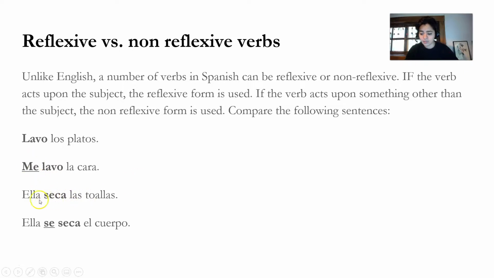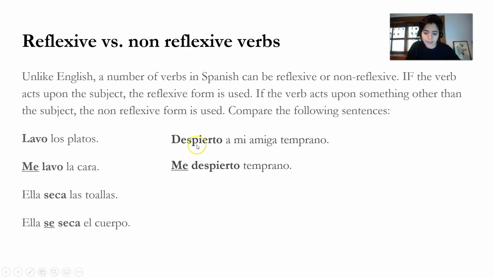Ella seca las toallas. Ella, she dries the towels. Ella se seca el cuerpo. She dries her body. So as you can see, in the first one, ella seca las toallas, she is performing the action and the towels is receiving the action. But in ella se seca el cuerpo, she's performing the action to herself. So it's a reflexive use of the verb.